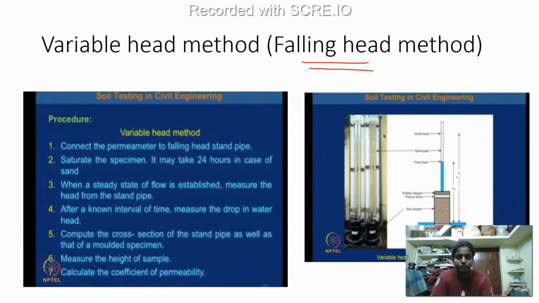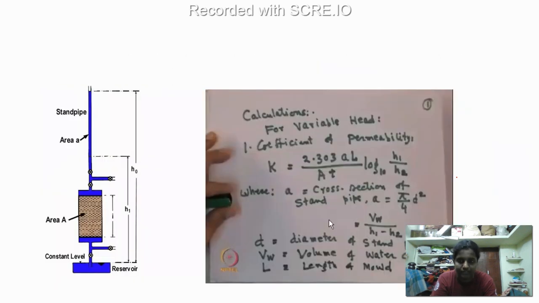So here, the formula to find out the permeability is a little lengthy but not a complex formula, very easy. K equal to 2.303 AL by AT log base 10 H1 by H2. That is the formula. Once we know the formula, we see what parameters we are going to find out. So this small a is the area of the standpipe. We call it a standpipe or a burette. You have to note down the diameter of this burette, and find the area, pi d square by 4. That will give you the area of the standpipe.